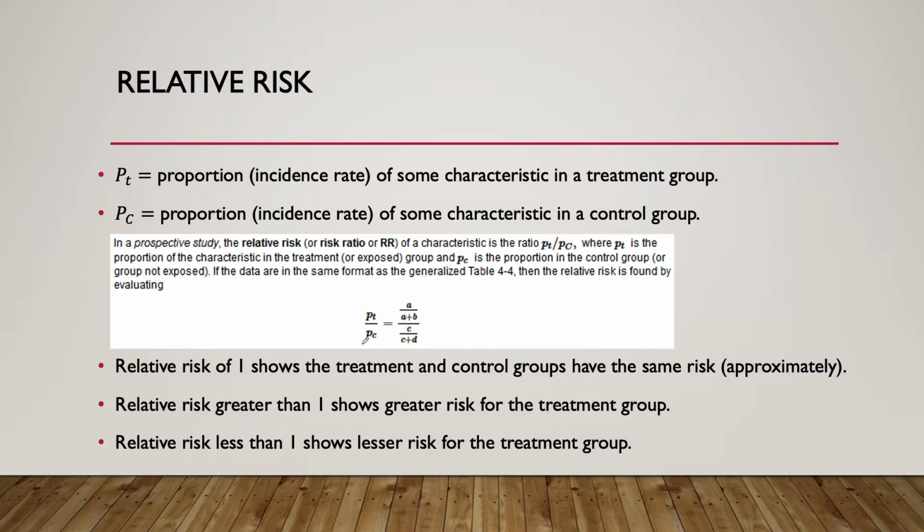So a relative risk of 1 shows that the treatment and control groups have approximately the same risk. A relative risk greater than 1 shows greater risk for the treatment group, and a relative risk less than 1 shows lesser risk for the treatment group.